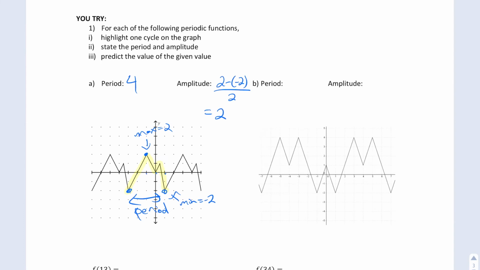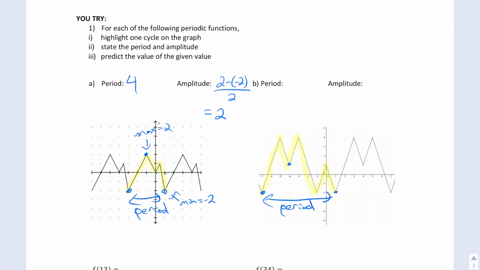Next one's a bit trickier for the period. So I would definitely try this out before you watch what I do, but again, you can pick any point. Obviously, you want to pick something that's on the grid nicely. But if I pick here, I go and do this kind of mountain shape. And it looks like I'm done, but notice here, it doesn't go back up that full mount. So that means I'm not done one cycle. So I have to include this little part here, and then it starts to repeat itself. So from here to here is my period.